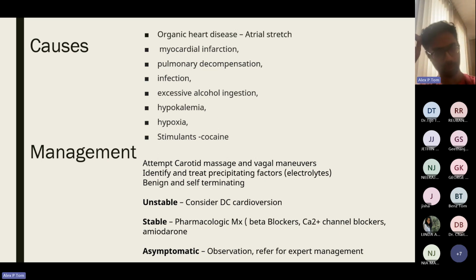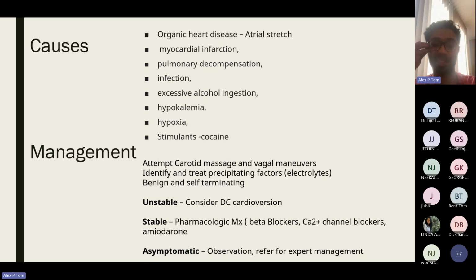If the patient is unstable, you would need to consider DC cardioversion. Definitely, if the patient is unstable, it's a DC cardioversion. If the patient is stable, you can attempt some vagal maneuvers like carotid massage. This will increase the vagal tone and then basically abolish these arrhythmogenic centers. Okay, and then it's important for you to identify what the precipitating factors are. Are there any drugs or any electrolyte abnormalities or anything like that?